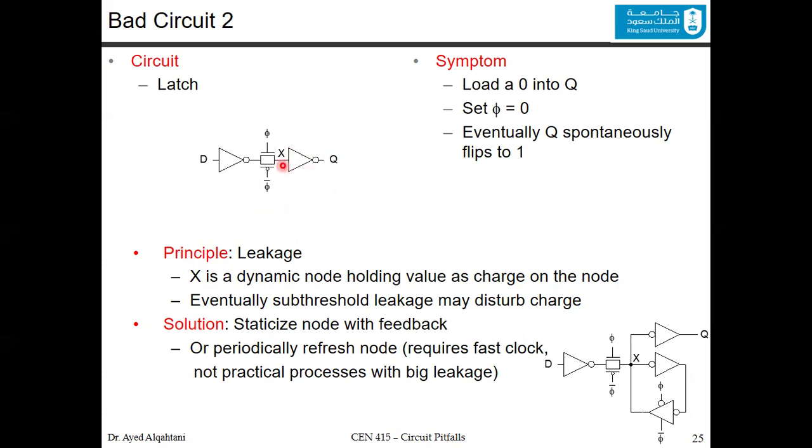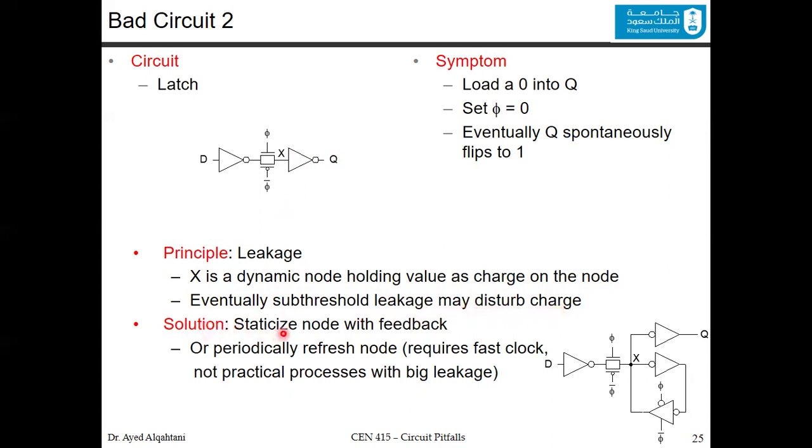Now, after investigation, we know that the X is having some trouble, which is actually leakage. So X is a dynamic node holding a value as charge on the node. Eventually, the subthreshold leakage, that's one of the current leakage problems we talked about, along with the gate leakage, the junction leakage, and the contention, previously when we talked about power consumption, could disturb the charge.